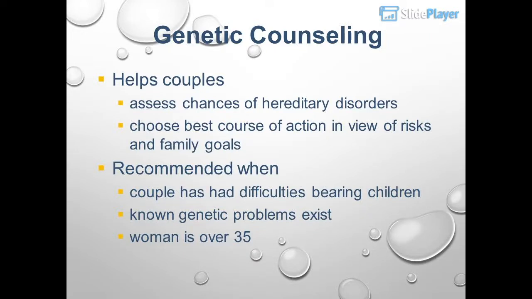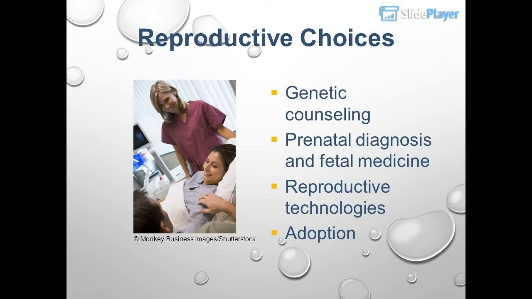Genetic counseling helps couples assess chances of hereditary disorders and choose the best course of action in view of risks and family goals. It is recommended when a couple has had difficulties bearing children, known genetic problems exist, or the woman is over 35. Reproductive choices: genetic counseling.